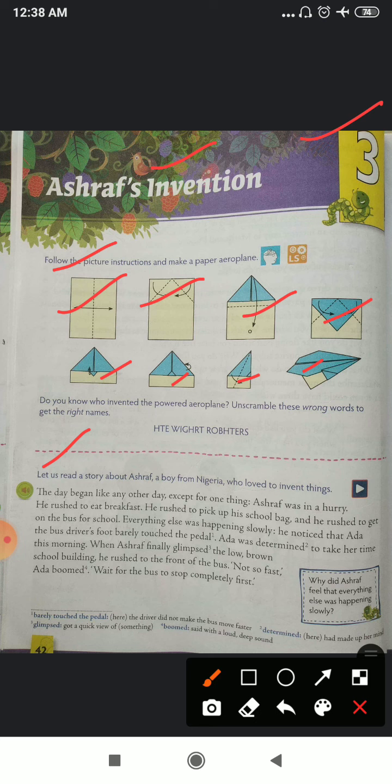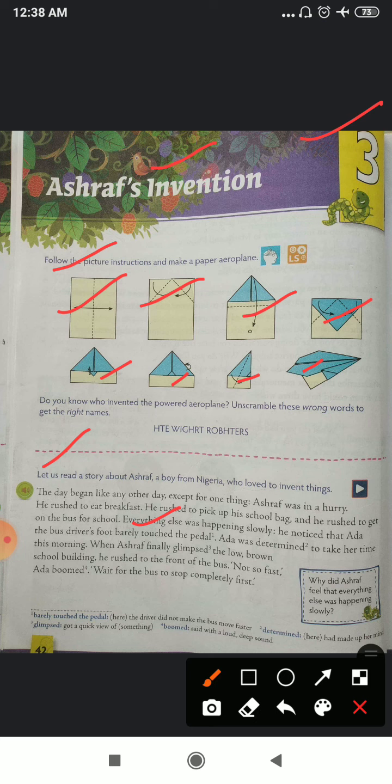So students, everything was happening slowly. And what did Ashraf notice today? That this morning Ada was driving the bus very slowly. What does it mean that her foot barely touched the pedal? It means the driver did not make the bus move faster. So why was Ada not moving the bus faster? Because she was taking care of all the students, all the kids. She was not in a hurry, so she was just driving the bus slowly. Right?